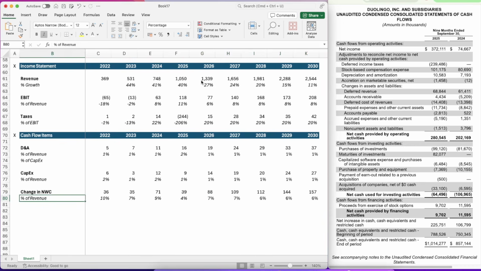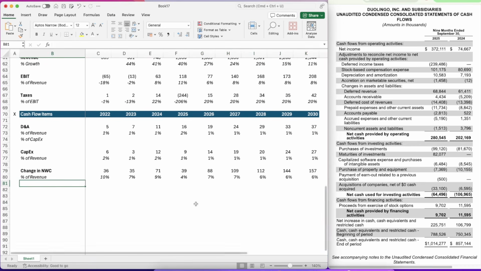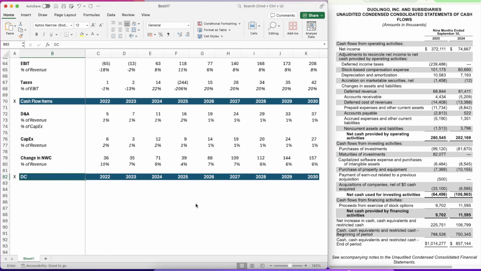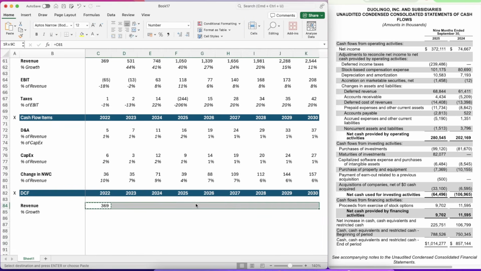Okay, so yeah, this will negatively impact free cash flow because it's positive. If it was negative, it would probably be a bit better, but we'll cross that bridge when we come to it, when I explain how we function. Unlevered free cash flow. Cash flow items, we want DCF next. Again, revenue growth. Just put this equal to what we have up here. Pull it along.